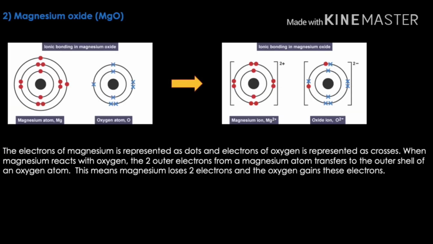Example number 2 is magnesium oxide. The electrons of magnesium are represented as dots and the electrons of oxygen are represented as crosses. When magnesium reacts with oxygen, the 2 outer electrons from the magnesium atom transfer to the outer shell of an oxygen atom. This means magnesium loses 2 electrons and the oxygen gains these 2 electrons, which forms magnesium oxide.